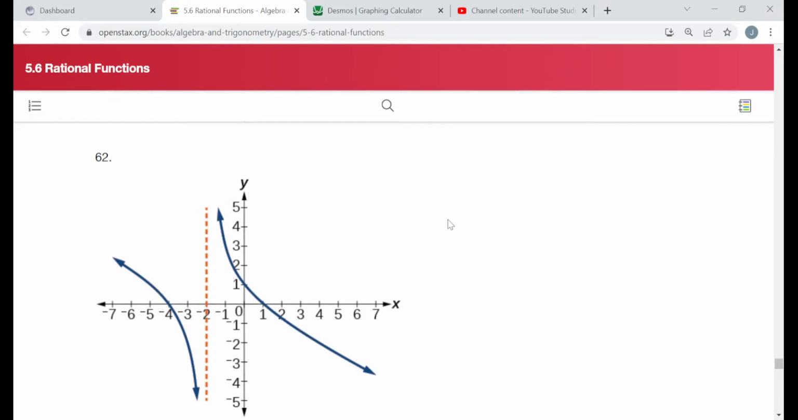Got a vertical asymptote at x equals negative 2. And if you notice, on either side, the graph is going in opposite directions on either side of this: negative infinity on the left, positive infinity on the right. So I'm going to have an odd power on the factor of x plus 2 in the denominator.